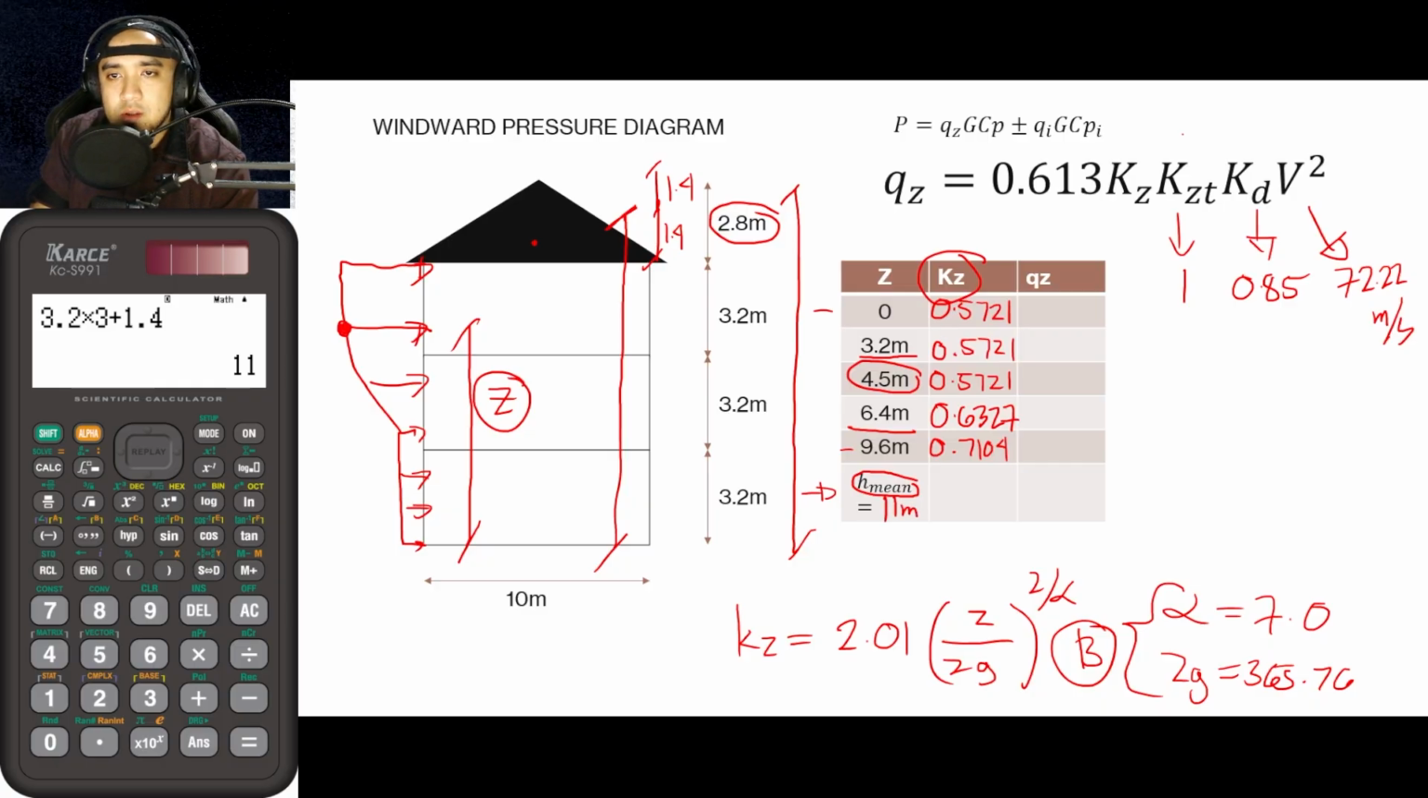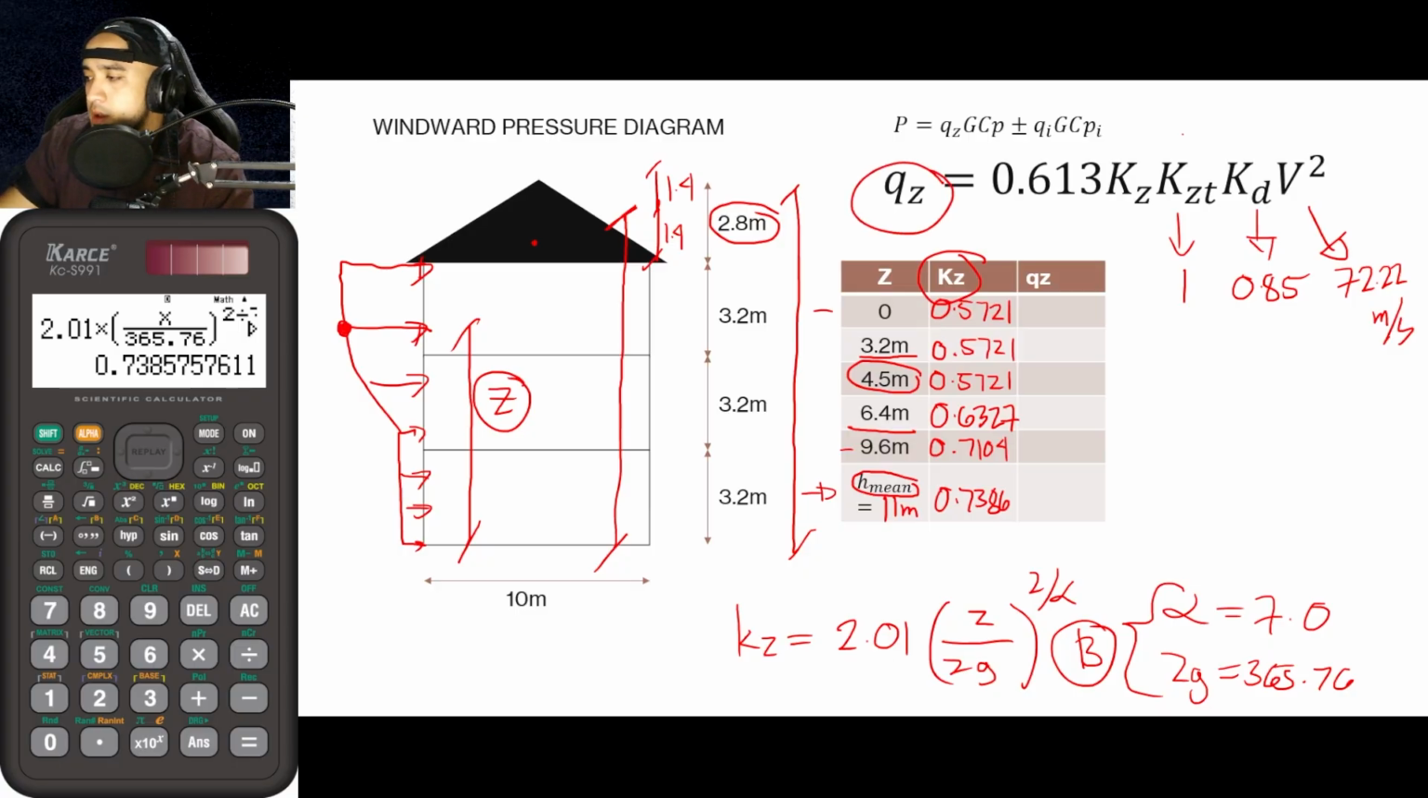So let us solve for the value for QZ at H or QH. Going back to our equation earlier, in this equation, I will be pressing calc and I will be solving for the value for KZ if the value for Z is 11. So that is 0.7386. Okay. So from that, guys, we could actually solve for the value for QZ already.